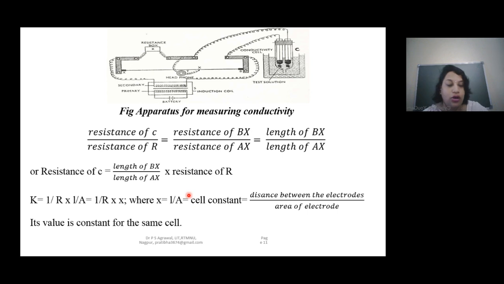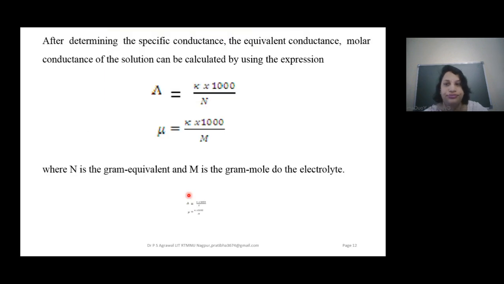Now the cell constant. How to determine the cell constant? The exact value of the cell constant can be determined by measuring the distance between the two electrodes and the area of cross section. But we know that it is practically impossible to measure the actual dimensions. So an indirect method is used: specific conductance is equal to observed conductance into cell constant. So we can find out the cell constant as the ratio of specific to observed conductance.